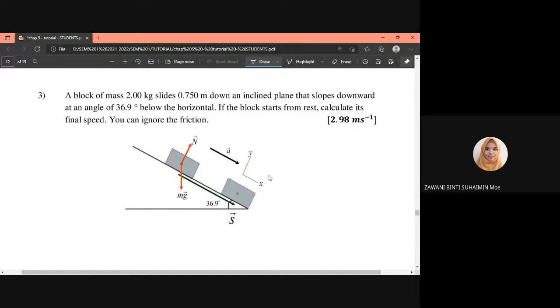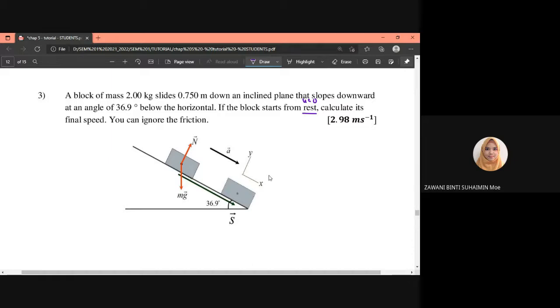A block of mass 2 kg slides 0.750 meter down an inclined plane that slopes downward at an angle of 36.9 degrees below the horizontal. If the block starts from rest, meaning your initial velocity will be equal to 0, calculate its final speed. You can ignore the friction. Okay, so apa yang kita boleh buat kat sini?